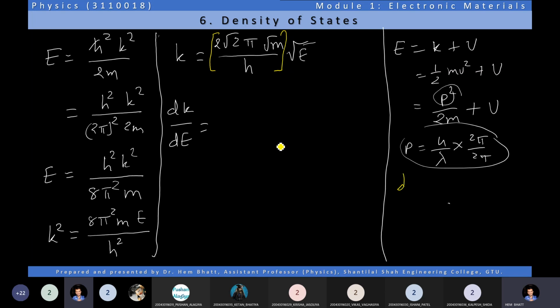So all I need to worry about is d by de of root e. That is d by de of e raised to 1 by 2. That is 1 by 2 e raised to 1 by 2 minus 1.